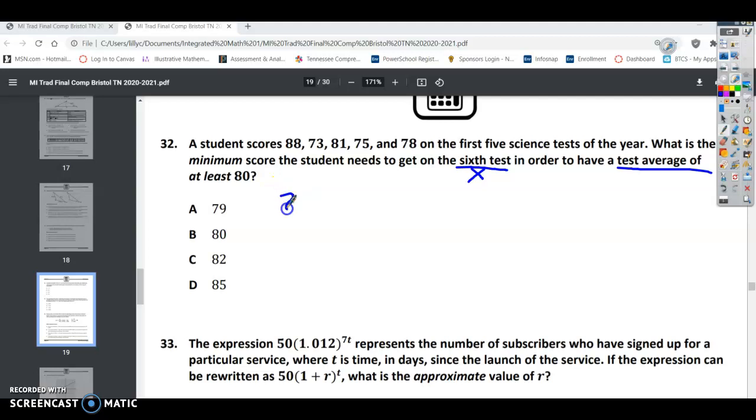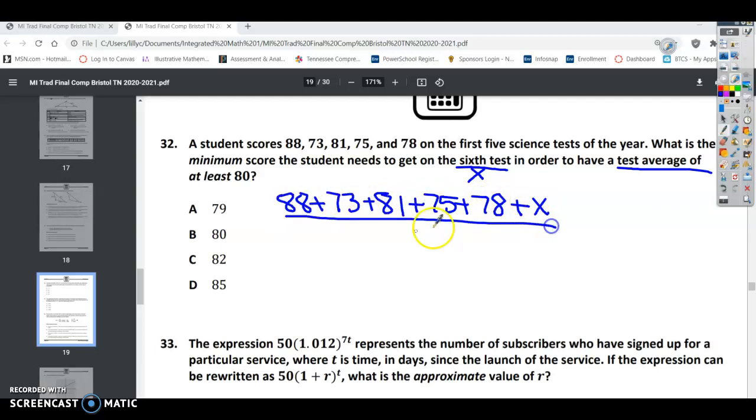So let's say 88 plus 73 plus 81 plus 75 plus 78, so that's our 5 tests, plus the 6th test that we don't know yet, and that's 1, 2, 3, 4, 5, 6, so the average means we have to divide by that number to get the average. And we want the average to be at least 80.